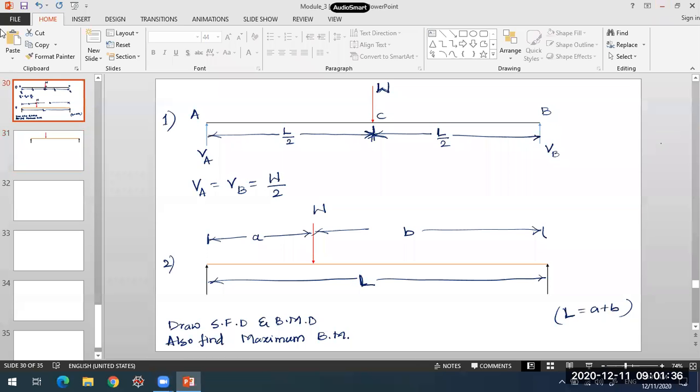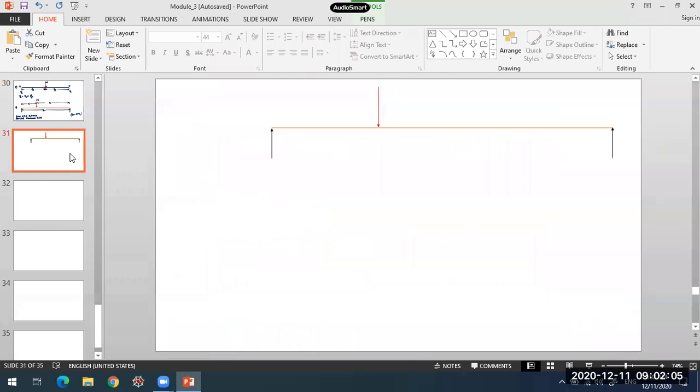So in last class, I had given you these two problems. For that you were required to calculate the shear force and bending moment and draw the shear force and bending moment diagram. The first case is a simply supported beam with a concentrated load at the midspan, and the second case was a simply supported beam carrying a concentrated load anywhere on the span. The position may be anywhere over here. So let's go ahead.